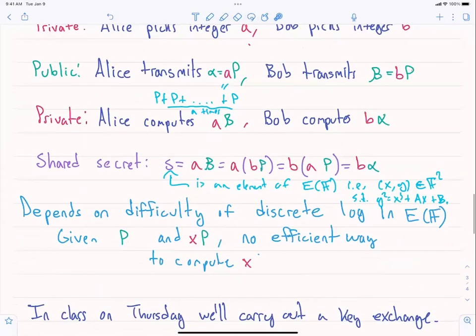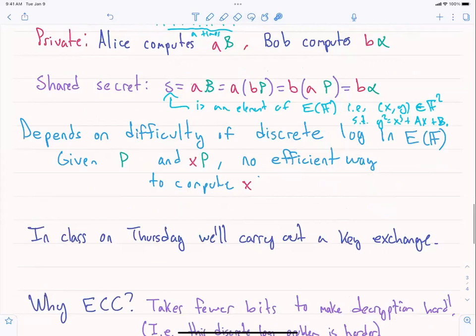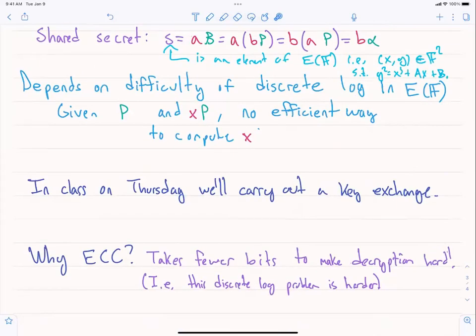So in class on Thursday, you'll get a chance to carry out a key exchange using the curve y squared equals x cubed plus 8 that you worked out formulas for in class on Tuesday. The last thing that remains to be said is why you would want elliptic curve cryptography. We already have Diffie-Hellman. The reason is actually pretty simple.